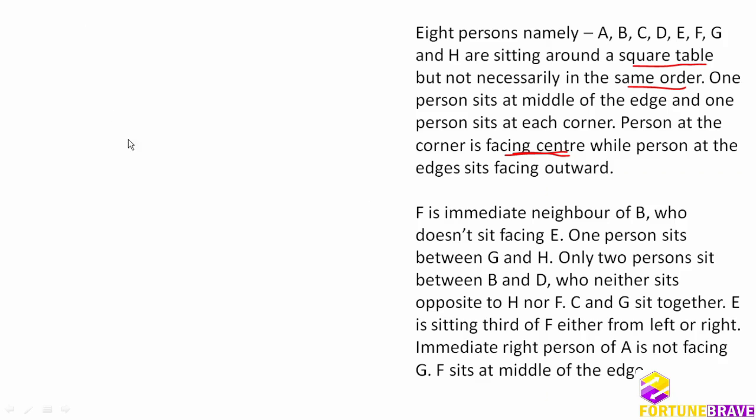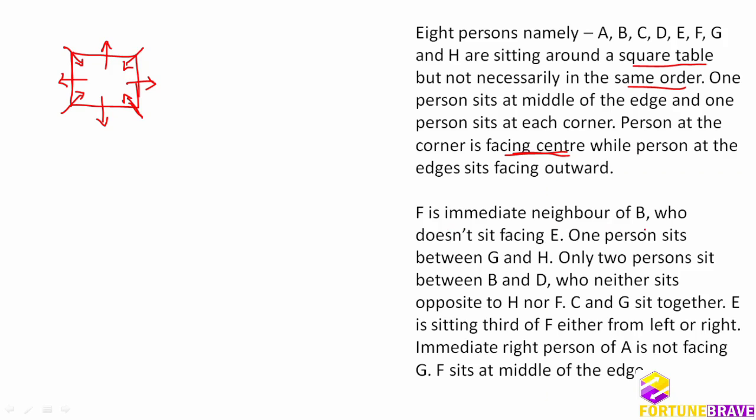Okay. So let us draw this one and then we'll start. So there is a square. Let us try to make it a square. If it is not, please pardon me. So corner 4 people and middle 4 people. And corner people are facing the center, and middle people are facing outside.